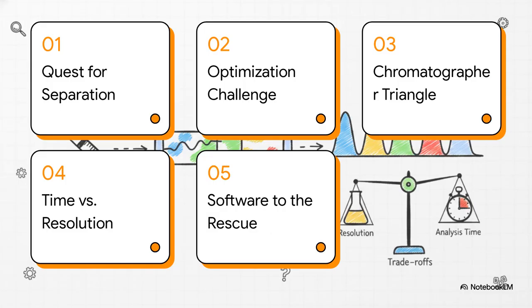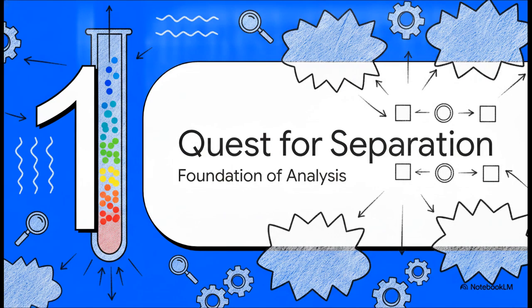Okay, so here's our roadmap for today. We'll kick things off at the quest for separation, navigate through the optimization challenge, and then we'll hit what's called the chromatographer's triangle. After that, we'll look at balancing time and resolution and wrap up with how software comes to the rescue. Section 1, the quest for separation.